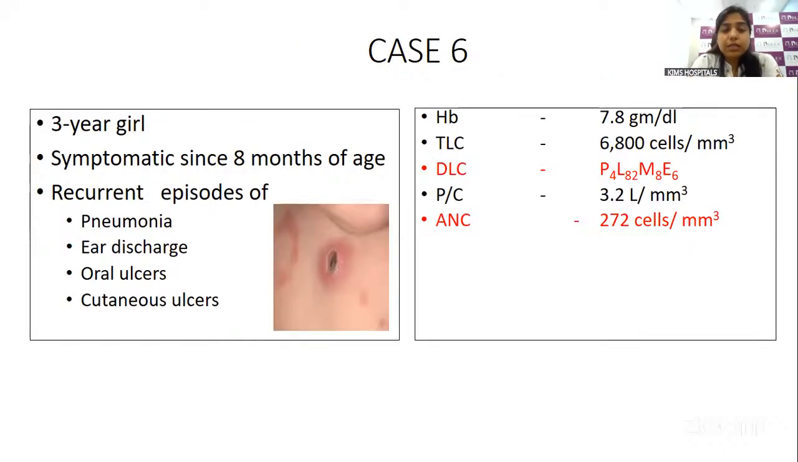Coming to the next case. This is a 3-year-old girl who was symptomatic since 8 months of age with recurrent episodes of pneumonia, ear discharge, oral ulcers, and cutaneous ulcers. On investigation, we can see that the child had neutropenia. The absolute neutrophil count was 272, so this child had a severe form of neutropenia.